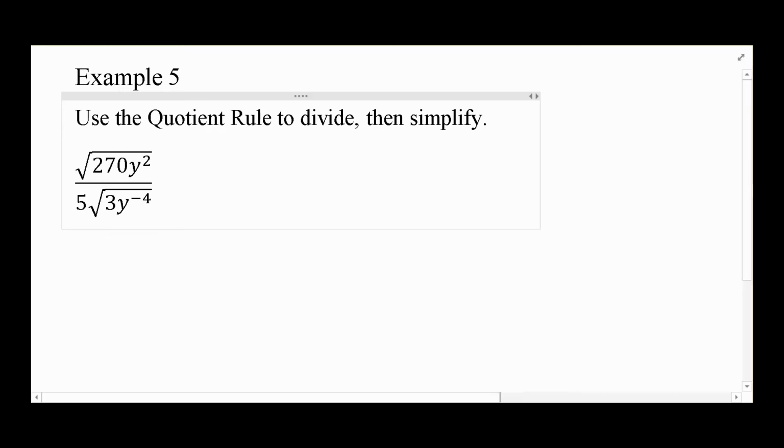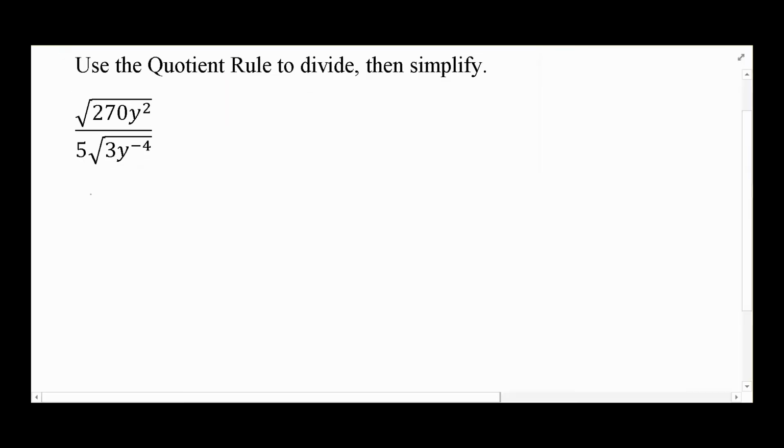So our first step here is use the quotient rule. So the quotient rule is the rule that says we can write this as one big radical. Now keep in mind that that 5 that's outside the radical is just going to stay there. It's in the bottom, so we're going to write it as 1/5. But we're going to write one big old fraction of 270 y squared over 3 y to the negative 4. That was our first step of use the quotient rule.